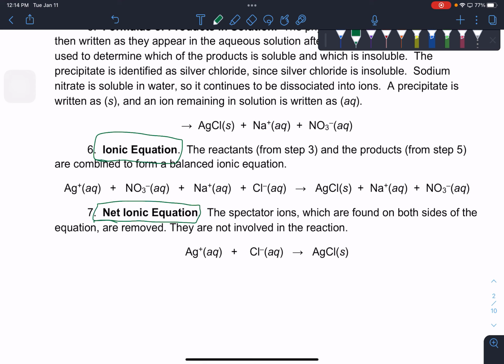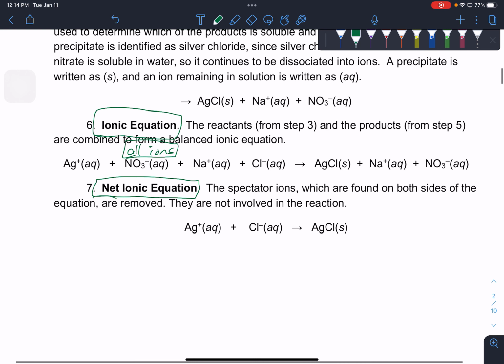Now let's just take a quick peek at what's happening. Again, I'm not going to focus too much on it here. I'll do those examples in class. But basically, in an ionic equation, you have all ions over there on the reactant side. It's showing us that, the reality is, right, because earlier we wrote that. And that's a true statement.